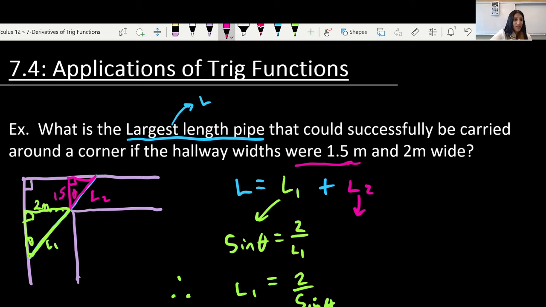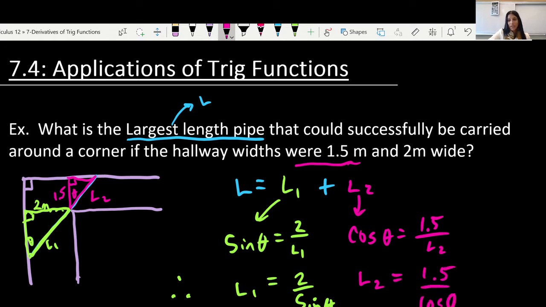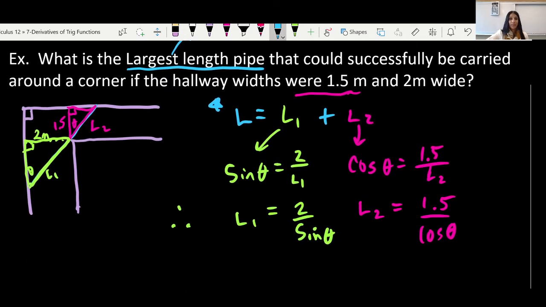So if I look at L2, I know that this time I have the adjacent side. That tells me I must use cosine equals adjacent, which is 1.5, over my L2. And just like this, I want to rewrite L2 isolated, so it's 1.5 over cosine theta. So to make it super clear, I'm just rearranging my equation to isolate the L2 that was at the bottom, because that's what this overall equation has to do with, and that's the one that we're interested in.